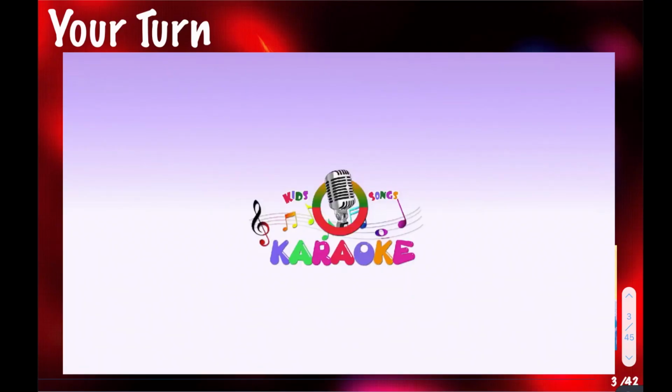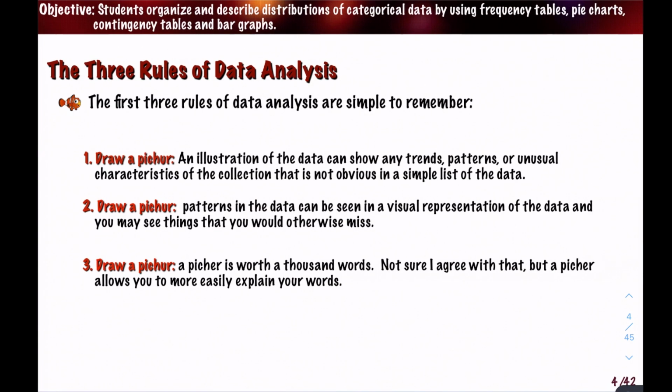Now you may be saying to yourself, Mr. Swenson, why are you talking or showing us the wheels on the bus go round and round? It's simply because when you hear this phrase over and over again, you know what is going to go on and what the verses are. So I use that as a way of introducing the 3 rules of data analysis. And there are 3 rules.